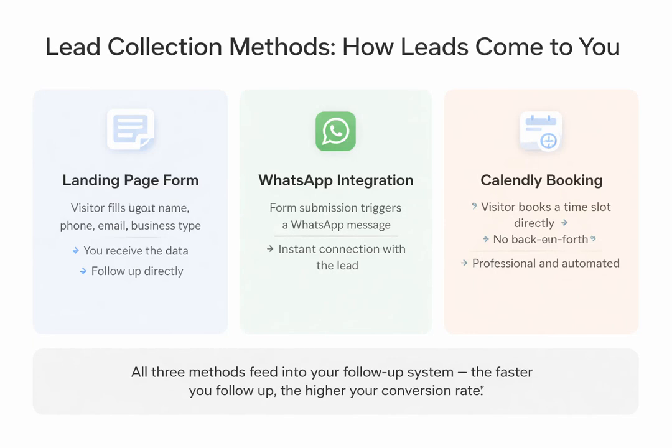Once your ad is running and people are clicking through to your landing page, how do you actually collect the leads? The instructor outlines 3 methods. First, the landing page form. The visitor fills in their name, phone number, email, and business type, and that data comes directly to you. Second, WhatsApp integration. You can connect your form so that when someone submits it, it automatically sends a WhatsApp message, allowing you to connect with the lead instantly.